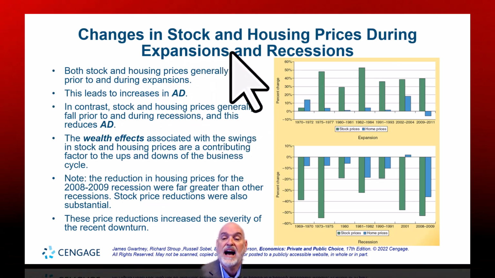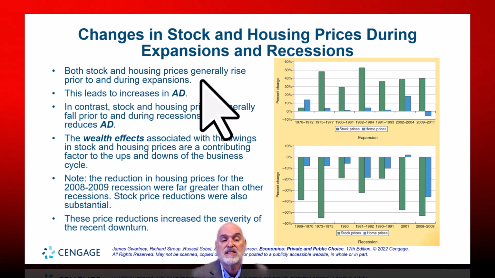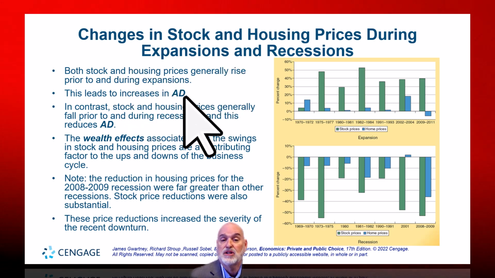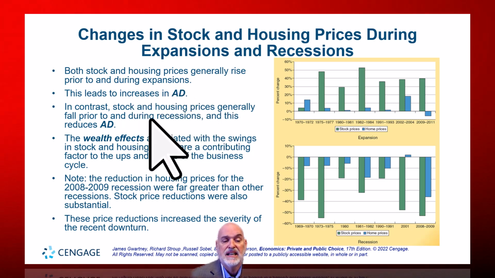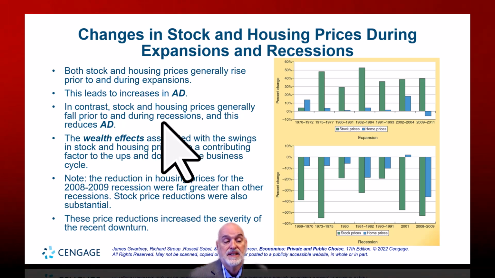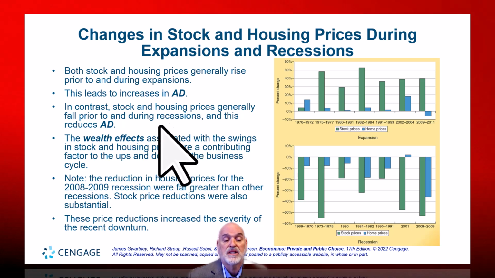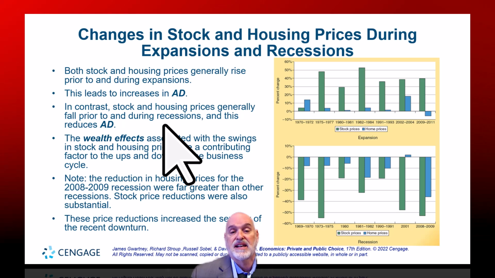Changes in stock and housing prices during expansions and recessions. Both stock and housing prices generally rise prior to and during expansions. This leads to increases in AD. In contrast, stock and housing prices generally fall prior to and during recessions, and this reduces aggregate demand. The wealth effects associated with the swings in stock and housing prices are a contributing factor to the ups and downs of the business cycle.